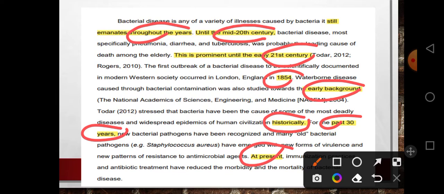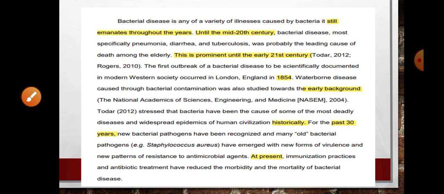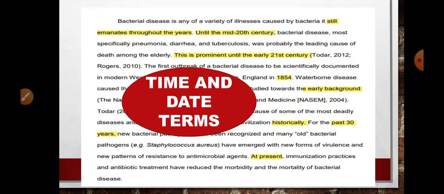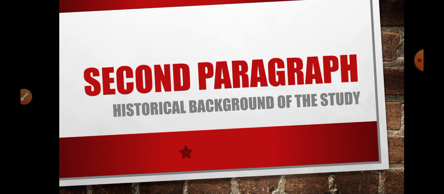So if I were to ask you, class, what do these terms have in common? What are they referring to? Are they referring to time, or a point in time? These highlighted terms are actually examples of time and date terms. And with these time and date terms, class, we can infer that the second paragraph of your background of the study is concerned with the historical background of your study.